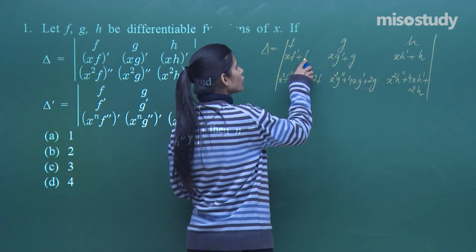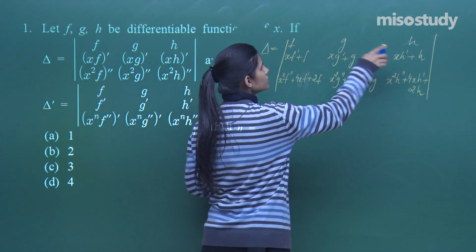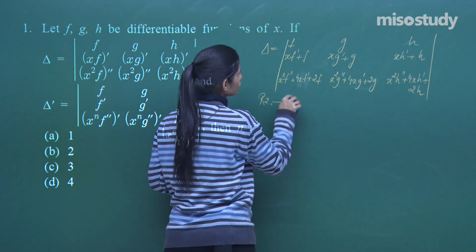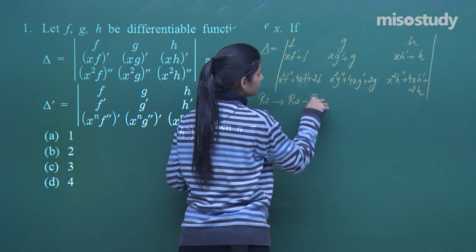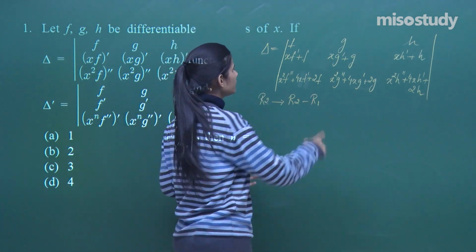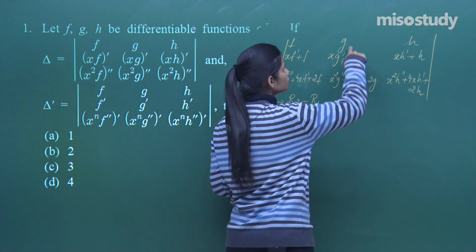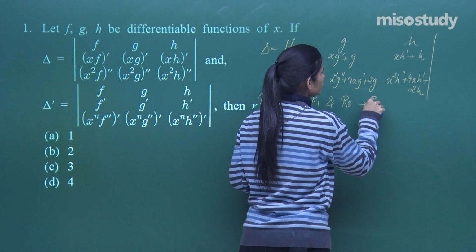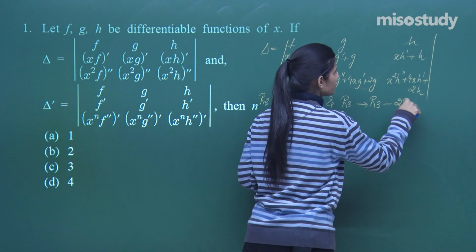Now if you can see, here also there is F, here is F, here is G, here is G, here is H, here is H. So very clear row operation would be rho 2 goes to rho 2 minus rho 1. And one more thing, here it is 2F, here it is F, 2G, G, 2H, H. So I can say rho 3 goes to rho 3 minus twice of rho 1.